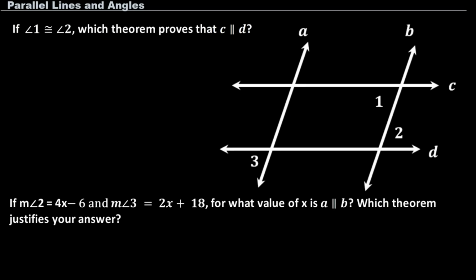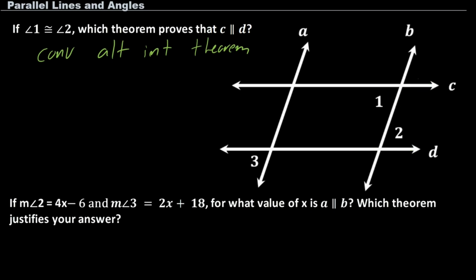And then lastly, if angle 1 and angle 2 are congruent, which theorem proves that lines C and D are parallel? Well, angle 1 and angle 2 are sandwiched between C and D, and they're on opposite sides of the transversal. So that is the converse alternate interior theorem. And if angle 2 is 4x minus 6 and angle 3 is 2x plus 18, what value for x would prove that A and B are parallel?